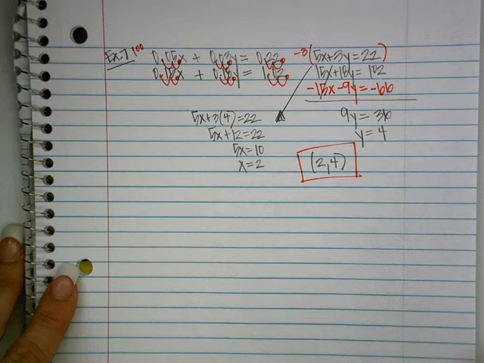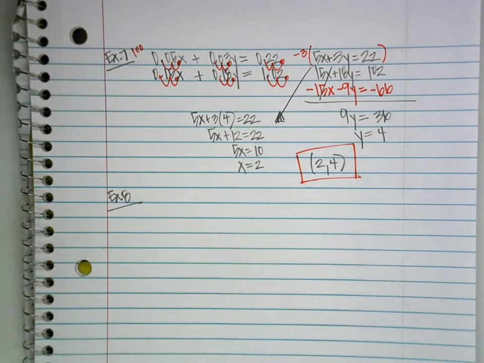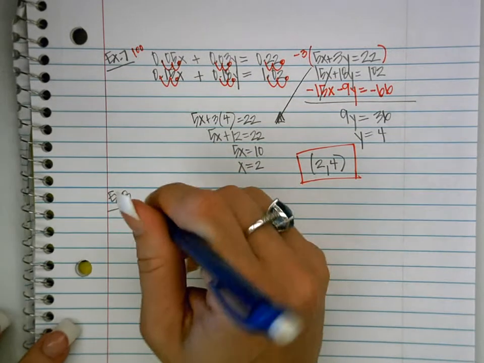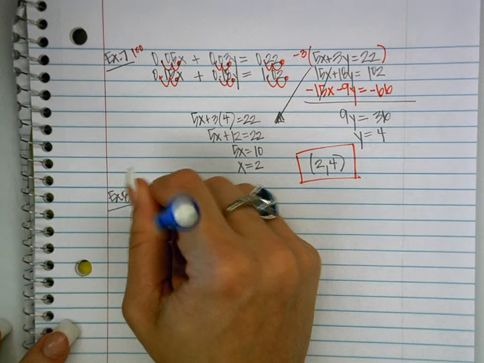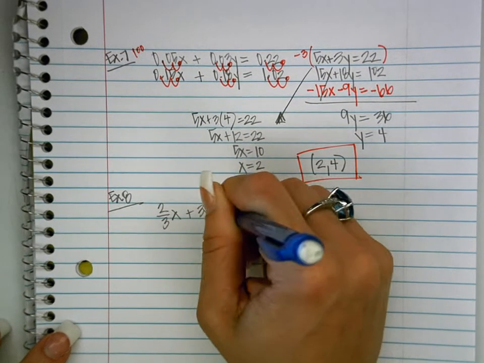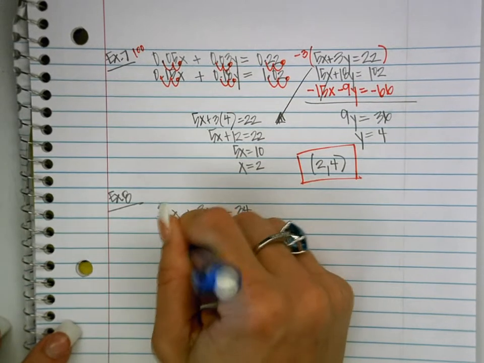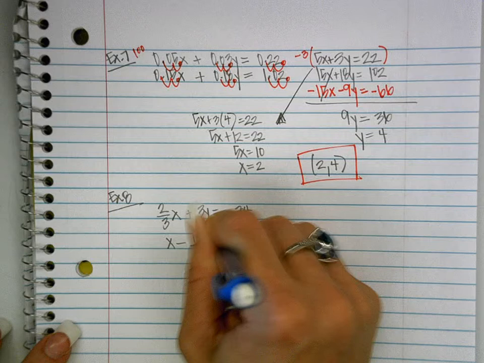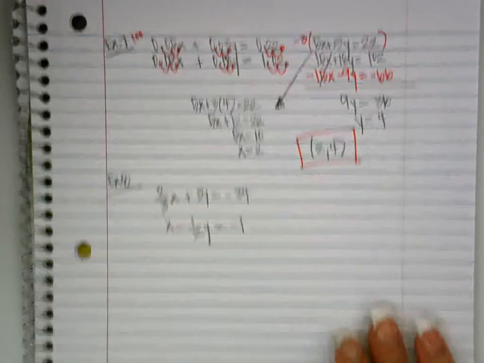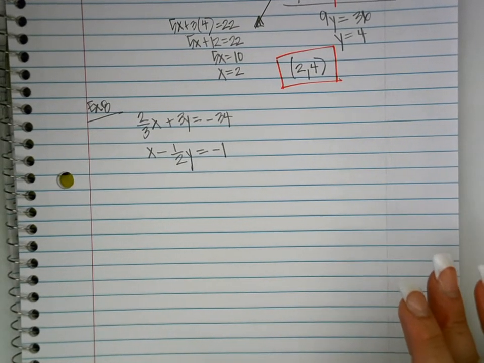Okay, and then the last one you're going to do today, since we dealt with decimals, now I'm going to show you one that has fractions. Same thing. We're going to get rid of them. I know these are long, but you're going to be okay. 2/3 x plus 3y equals -34. And your other equation is x minus 1/2 y equals -1.